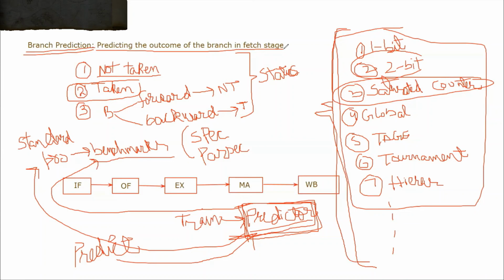So with this lecture, we completed branch prediction and a mechanism to handle control hazards, and also we completed our discussion about processor pipelining. In the next lecture, we will start the discussion about the memory systems in our computers.